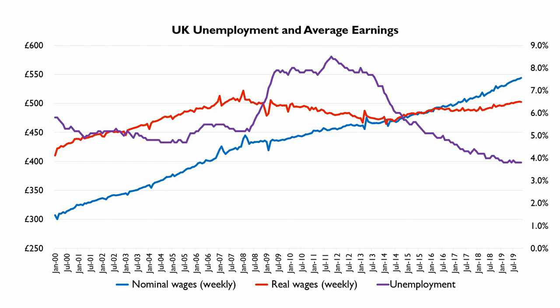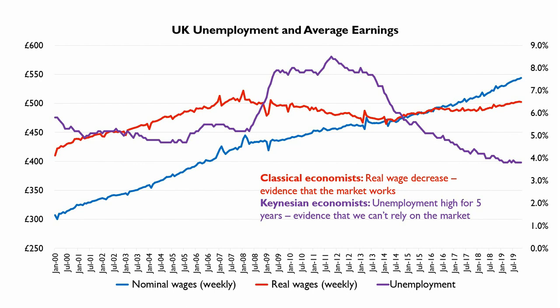And we can see that here. Over the period 2008 to 2014, when unemployment was quite high, classical economists would look at the real wage decrease. You can see the red line dips kind of in the middle third of the diagram. They'd say that real wage decrease is evidence that the market works, it's adjusting, and therefore unemployment falls. But Keynesian economists would say, well, look, unemployment was high for 5 years, and that suggests that the market doesn't really adjust very quickly, and there needs to be government intervention.